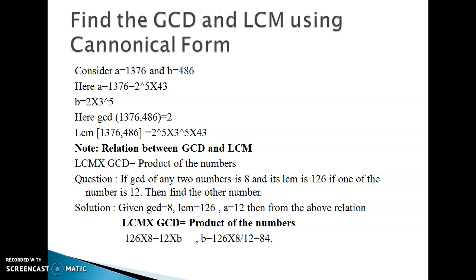Now, looking at the standard relation between GCD and LCM. What is it? That is nothing but LCM into GCD is equal to the product of the numbers. To understand it in an easier manner, I have considered an example: if the GCD of any two numbers is 8 and its LCM is 126, and if one of the numbers is 12, then find the other number. Solution: given is the GCD equal to 8, LCM equal to 126, a equal to 12. Putting in the above relation, we get b equal to 84.